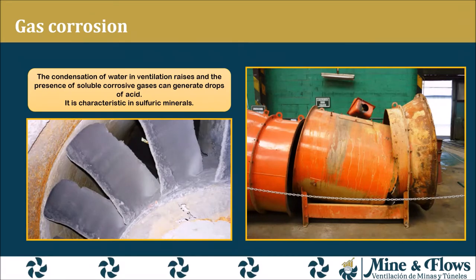Several layers of protection paint can be applied, but this only delays the process. In the long term, the damage cannot be avoided. In this picture, we can see the effect of the corrosion breaking the fan case in a mine of sulfuric minerals like pyrite with a high concentration of sulfuric gases.